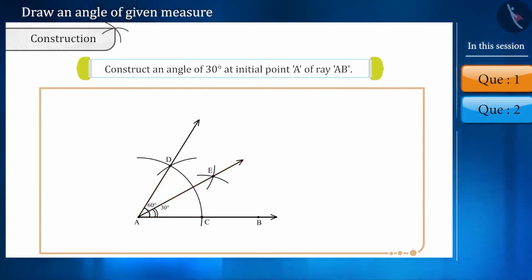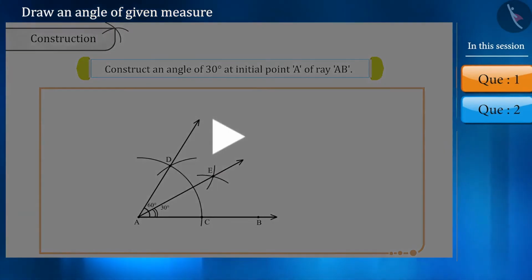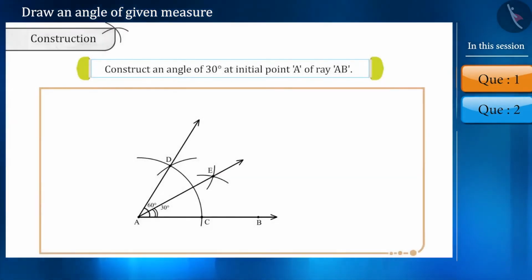Before moving on to the next question, find out if we have to construct an angle of 15 degrees, what will we do? You may pause the video and think of an answer. After completing the last process, the 30-degree angle at point A can be bisected again to arrive at an angle of 15 degrees.